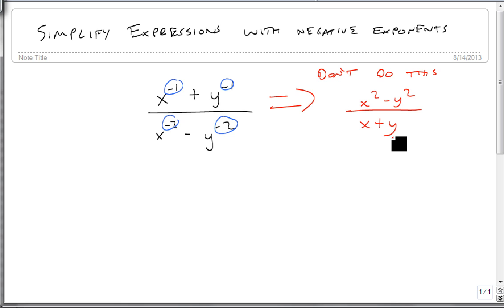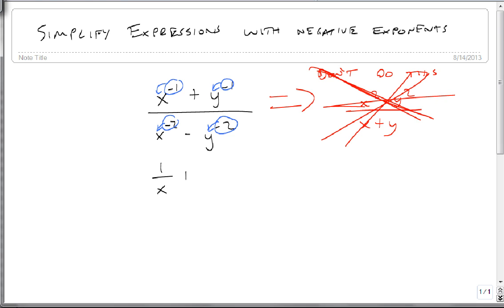This doesn't work because remember, a power only sees what's directly in front of it. And on top, this power doesn't see this plus sign. So this plus sign has to stay on top. It can't come down here. Likewise, the minus sign has to stay on the bottom. What we really get, so don't do this, what we really get is 1 over x plus 1 over y over 1 over x squared plus 1 over y squared. Do this.